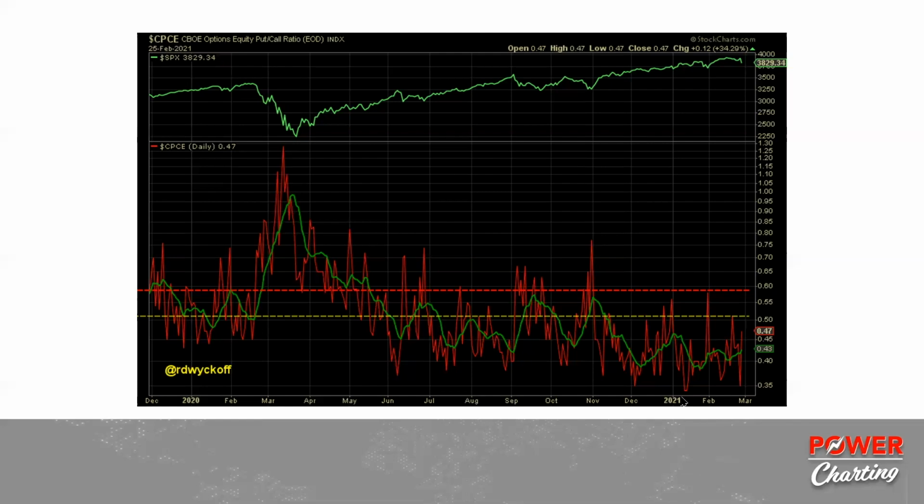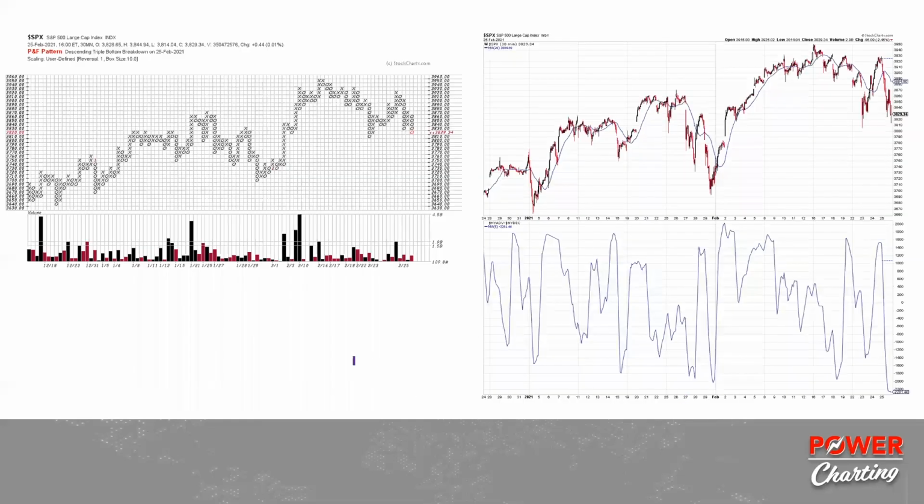That is not a good sign. It's better to see the market climbing the wall of worry. This is not an example of climbing the wall of worry.